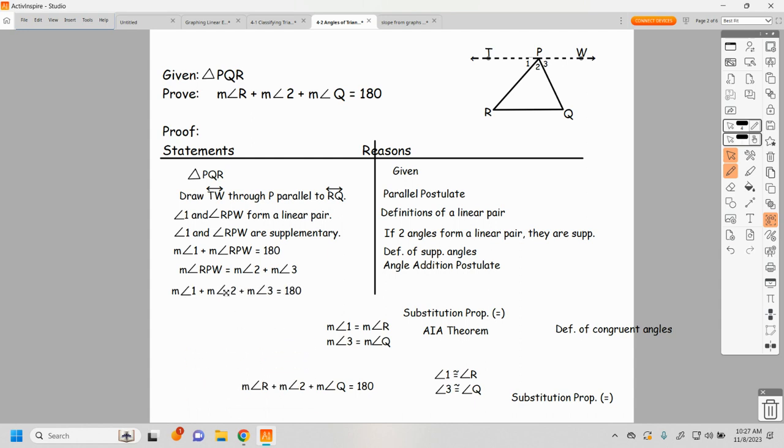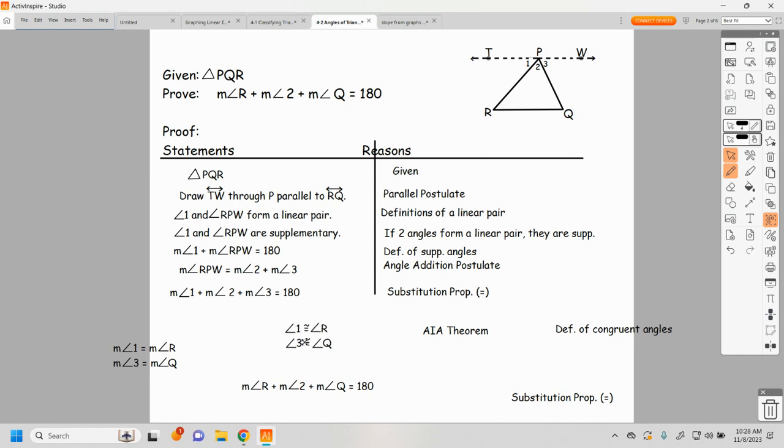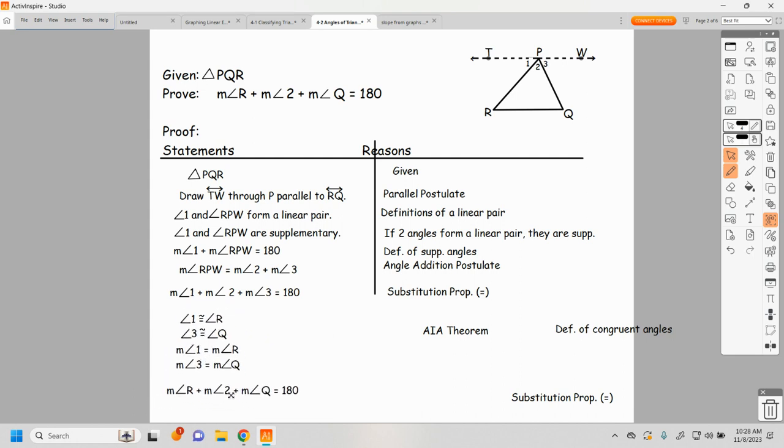Okay, the next thing I'm going to do is I'm going to substitute. This is a big... All right, I'm just going to put it down and let you. Thank you.